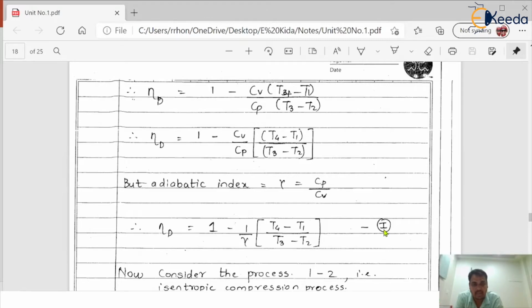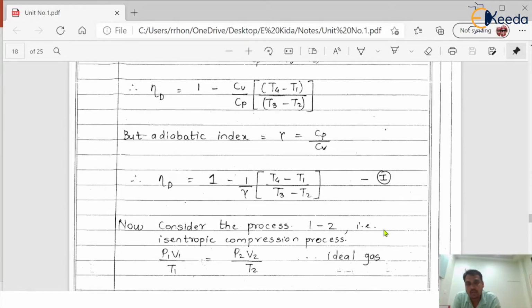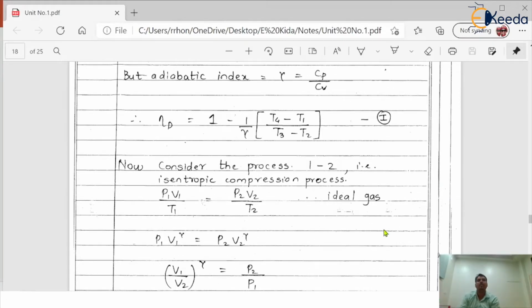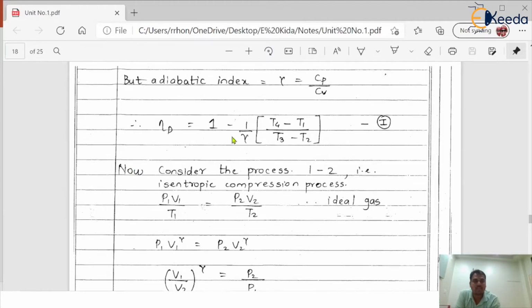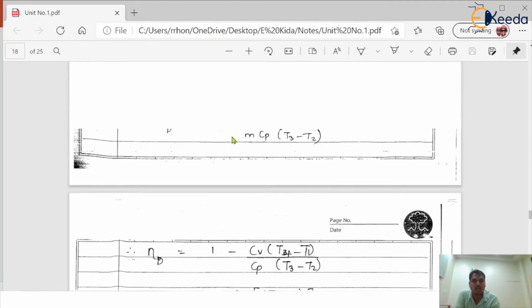Okay, clear, I think, up to this point. So again, concentrate on the next step. Now we consider the first process, that is the 1 to 2 process, which is isentropic compression.